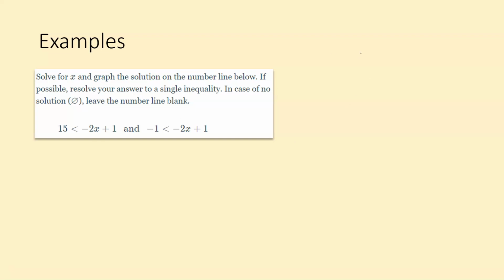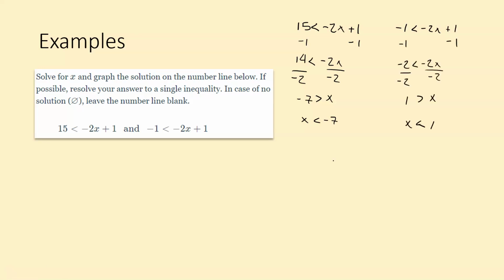I'm going to solve this first one. It's 15 less than negative 2x plus 1. For this one, I got x is less than negative 7. Now I want to solve the other inequality: negative 1 is less than negative 2x plus 1. There I got x is less than 1. So here I'm trying to say that x is less than -7 and x is less than 1.